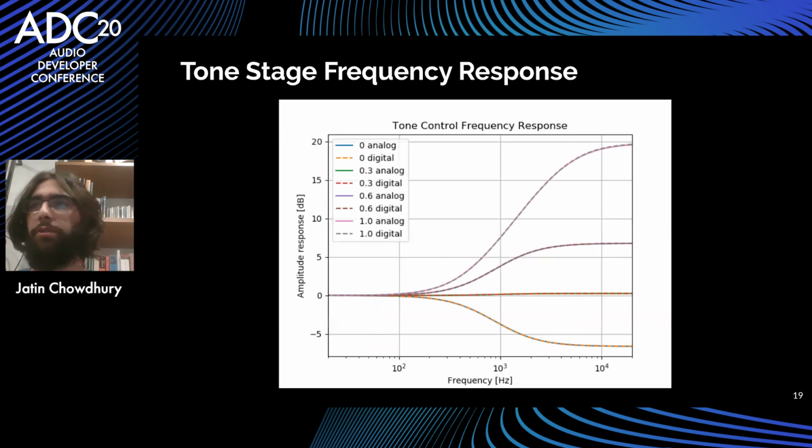Okay, so if we go through this process for the tone stage from the Klon Centaur, we can implement this as a digital filter, and we can compare the frequency responses of the digital filter to the analog filter. So this is for various values of the tone knob here. We can compare the two frequency responses, and they look pretty accurate. So that's a good way to validate that our digital model is accurate to the original analog circuit.